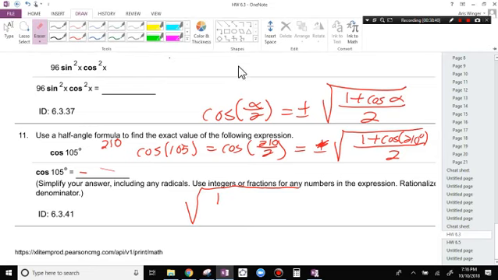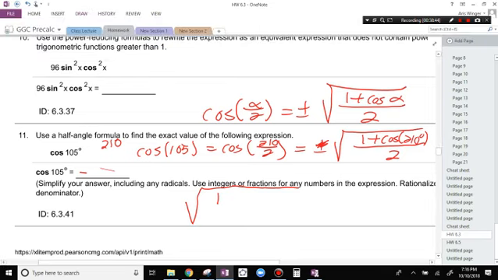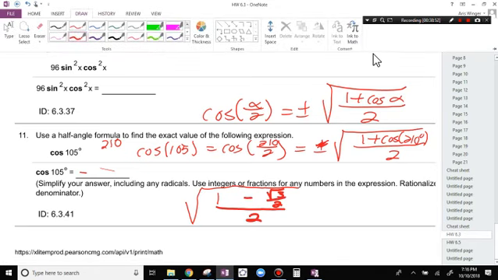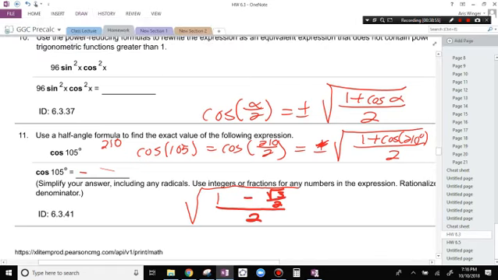210 is basically, the reference angle is 30 degrees. So it's got to be a square root of 3 over 2. And it's minus square root of 3 over 2, all over 2. That's too thick. And so now it's this nonsense, right? You got to make this look nice.